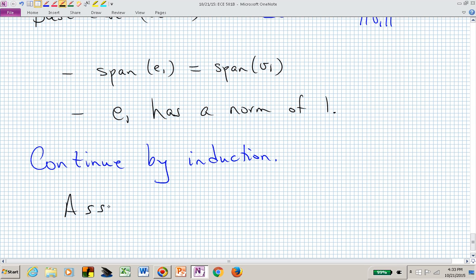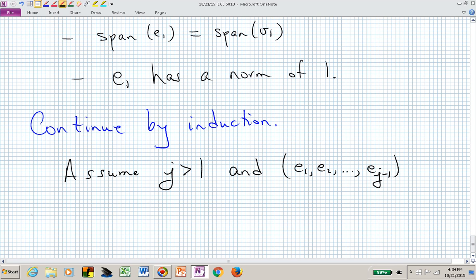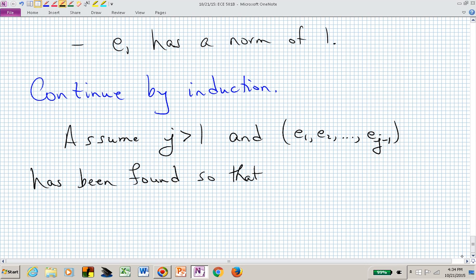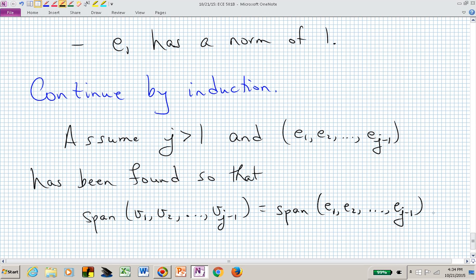Which means that we can now assume that J is greater than 1, and E1, E2, up to E sub J minus 1 has been found so that this span relationship, the span of V1, V2, up to V sub J minus 1, I need to keep my indices consistent, is equal to the span of E1, E2, up to E sub J minus 1. And that's the inductive step.